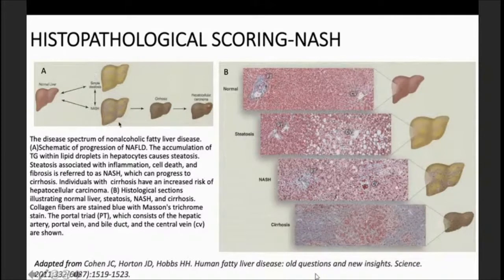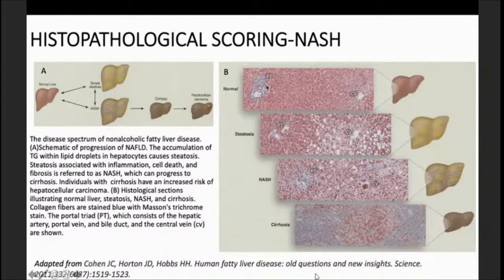Moving from NASH to cirrhosis to hepatocellular carcinoma is kind of an irreversible process, where the liver cannot be taken back to the normal form. Histological sections are shown over here. The portal triad is shown as PT, and the central vein is shown as CV. The normal architecture of the liver, all stained with H&E, is seen over here, where the hepatocytes are very happy, having a nice, tight network.